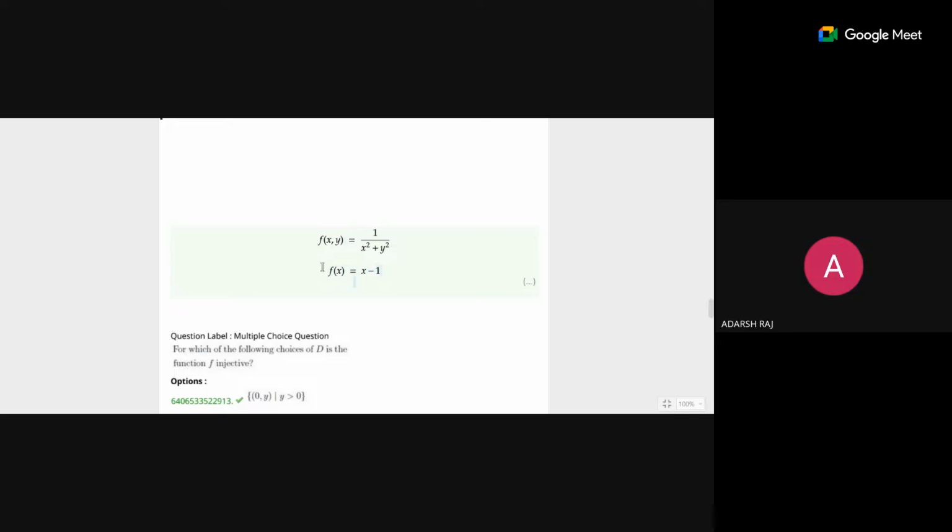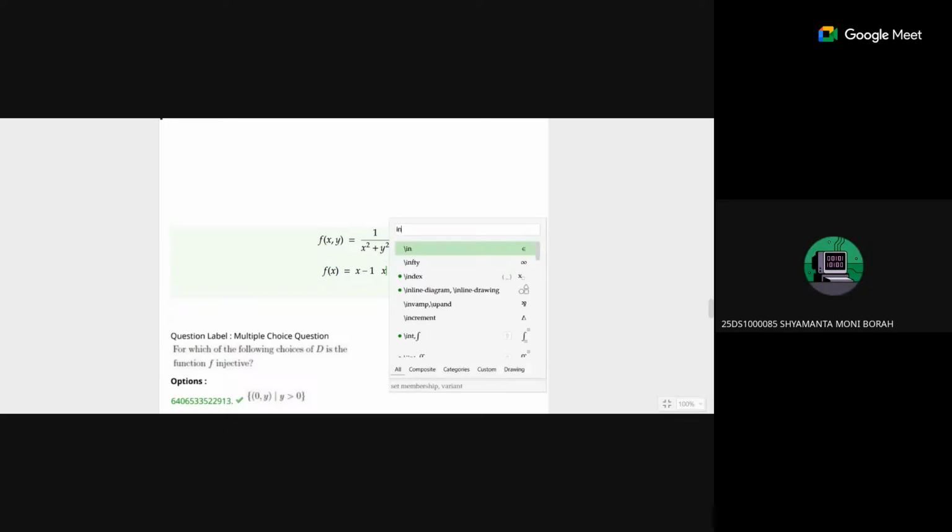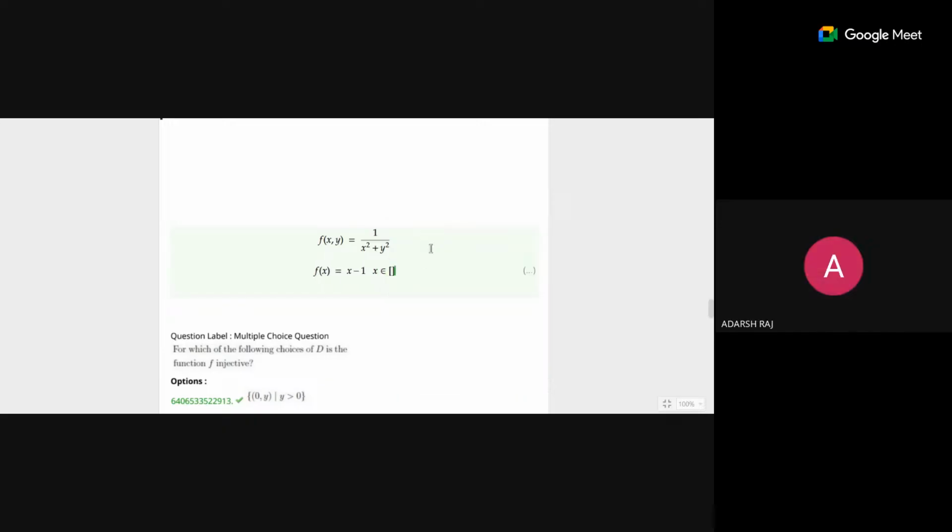If the domain is from minus infinity, so I just take the domain here. The domain is from 2 to 2. So the minimum value of this function will be what? 2 minus 1, 1. And the maximum value will be one again. So 1, 1. Okay, I think this is not the function.